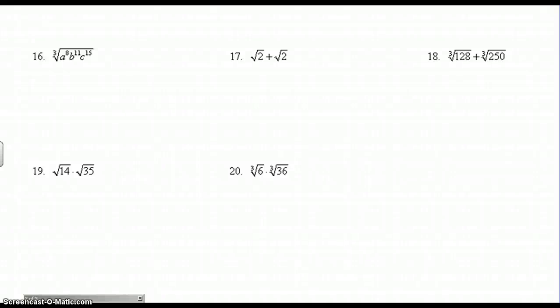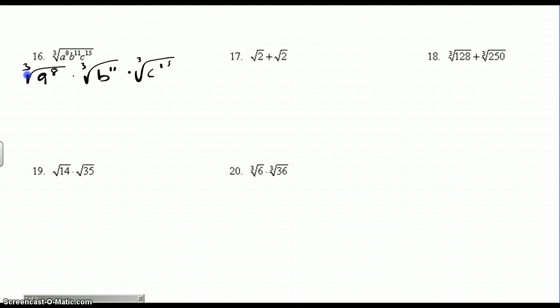Okay, Algebra 2C, we're here working on problems 16 through 28 in Chapter 7 review. So if I'm looking at 16, I take the cube root of 8a to the 8th, b to the 11th, and c to the 15th. So I'm going to break it off into three separate parts. So I have the cube root of a to the 8th times the cube root of b to the 11th times the cube root of c to the 15th. So I'm going to do each part at a time.